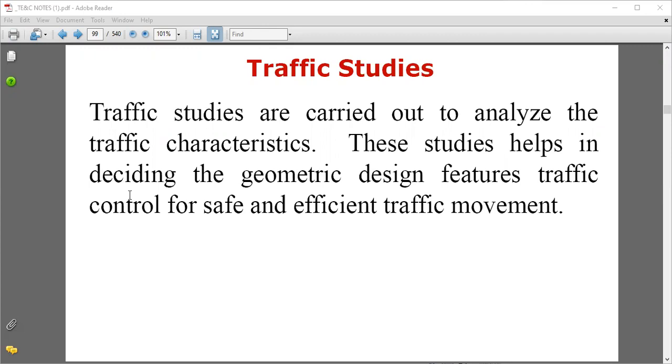Now we'll move towards the next part, that is how to do traffic studies, how to go for volume counting of each and every vehicle on the road. That part we have to study here. As per your competitive examinations, that part is also most important.